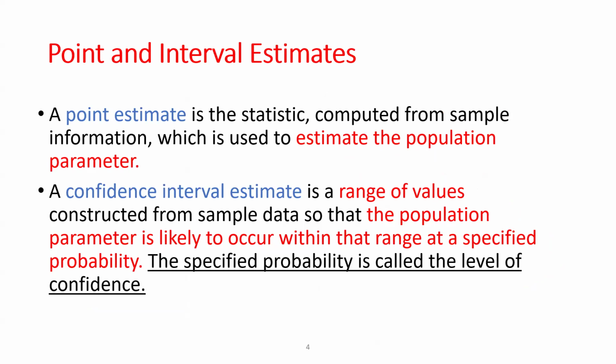There are two ways of estimation. First, we did last week together. We call it a point estimate, which means we get one number. A point estimate is a statistic computed from sample information, which is used to estimate the population parameter. We don't know the true value.